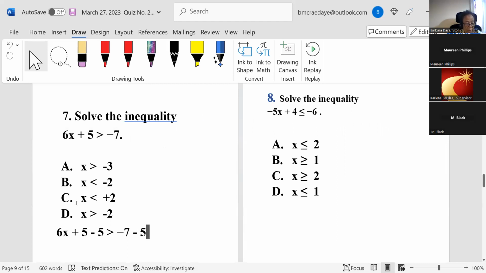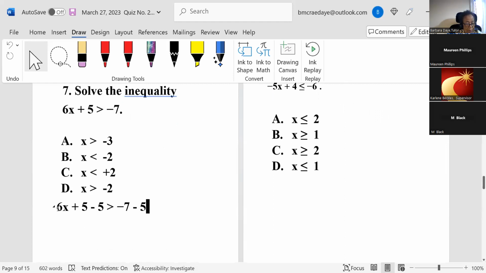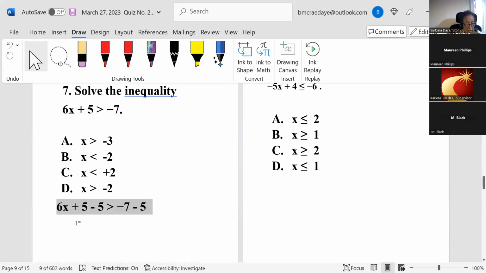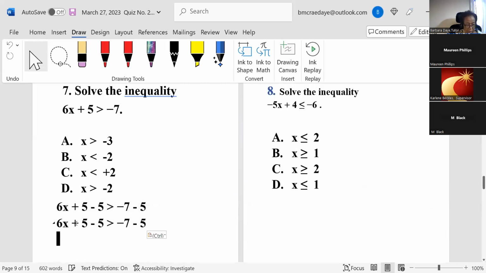Okay. And what do you get, Maureen, when you do that? I get 6x. That's right. On the left side, you'll just have 6x plus 5 minus 5 is 0. So let's take that 5 out. Minus 7 minus 5 gives you what, Maureen? Minus 12. Plus or minus? Minus. Very good. Minus, minus gives you a minus. Okay. Now, Maureen, you can see what your answer is. What is your answer?